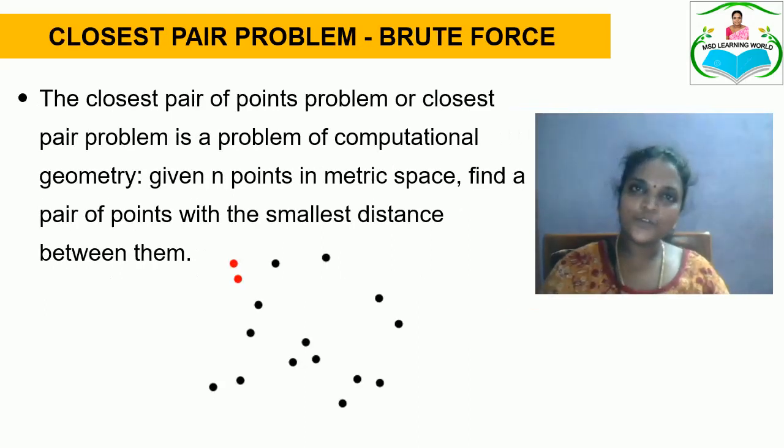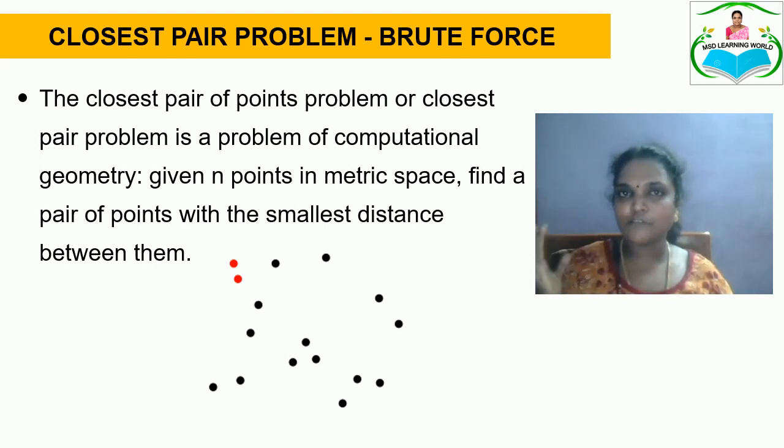Let us see how to solve the closest pair problem by using the brute force method. What is meant by the closest pair problem? For example, given a set of n points in a space, we need to find which pair of points is closest to each other. A pair is nothing but two points which have the least distance. So how can we find it?